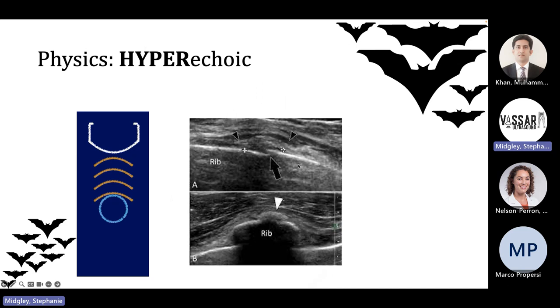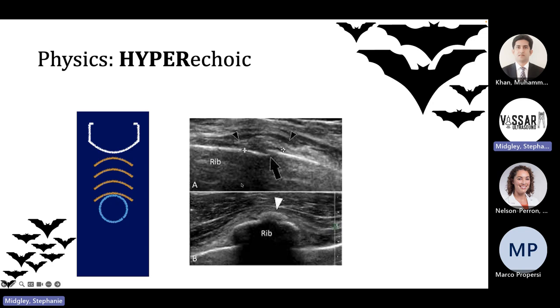So hyperechoic, again, just bright white. And then this is actually a rib fracture. And here you can see there's another rib fracture. And one of the tricks you can see with something that's hyperechoic, we'll get into it in a few minutes, is that it causes this shadowing.